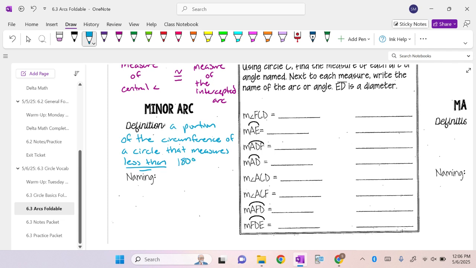Now, what's so special about 180 degrees when we're talking about circles? So why is 180 degrees pretty special when it comes to circles? What's so special about it? Guys, how many degrees are in a circle? 360 degrees. So how does 180 relate to 360? It's half of 360. So 180 is half the circle. All right. So that means our minor arc has to be less than half the circle.